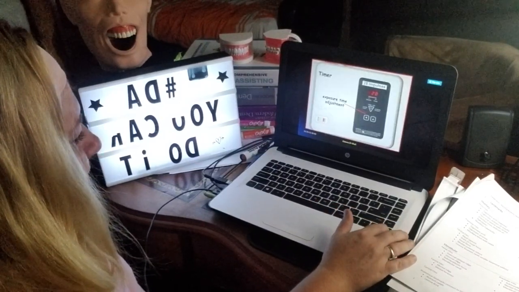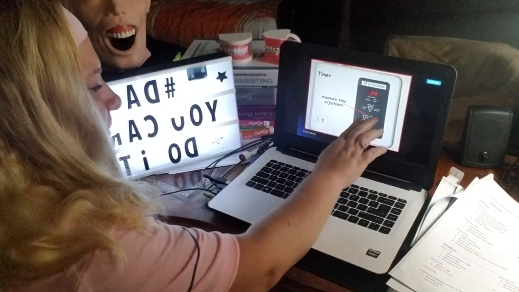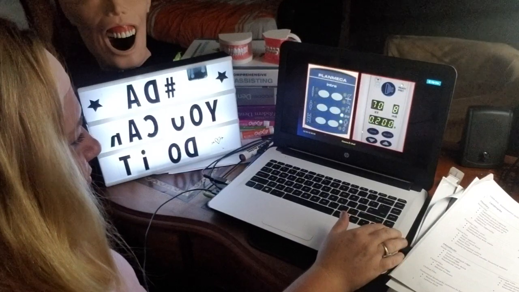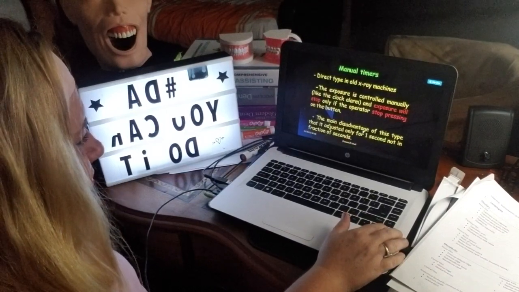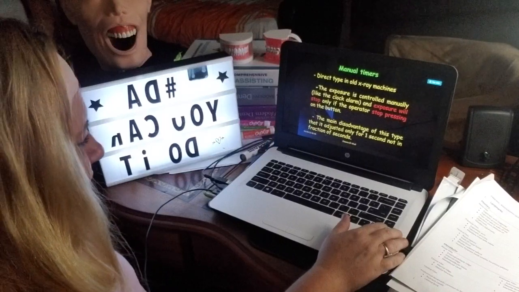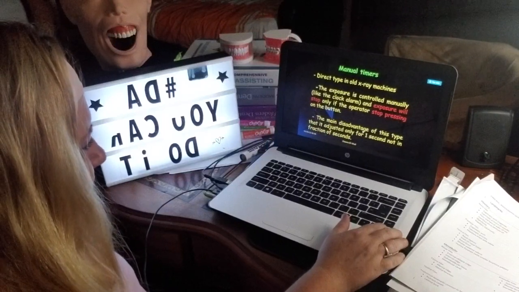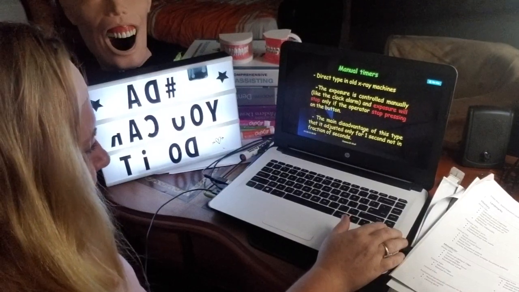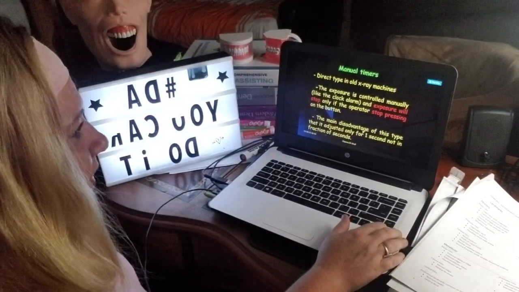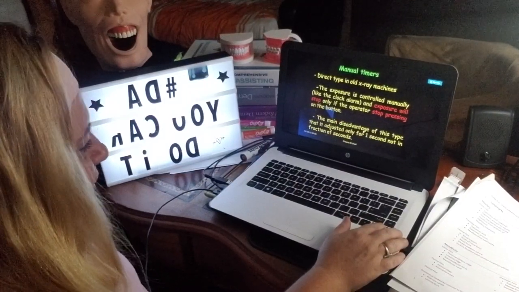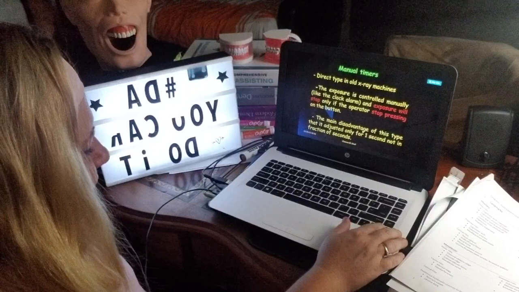Timer, exposure time adjustment, up, down, up, down. Manual timers, direct type, are in old X-ray machines. The exposure is controlled manually like a clock alarm. An exposure will stop only if the operator stops pressing on the button. So once you push that button, take your finger off, okay?